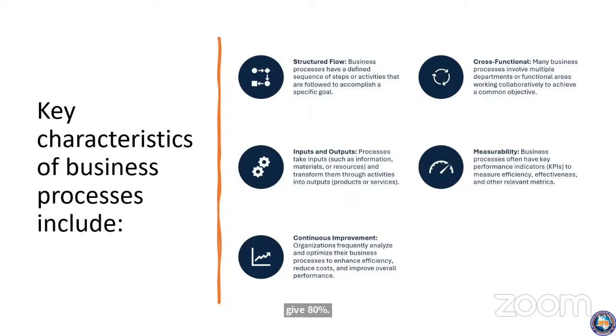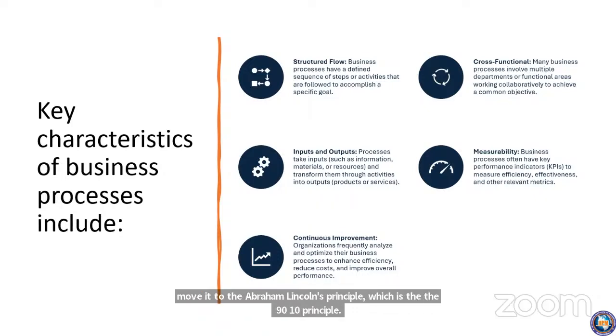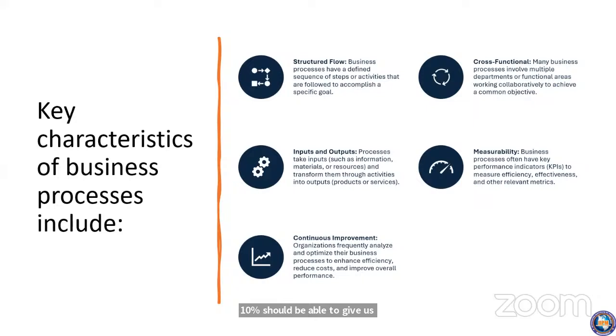That sounds crazy. Is it possible? But that's what organizations are looking out for. In fact, some organizations are so strict that they move to Abraham Lincoln's principle, which is the 90-10 principle. 10% of input should be able to produce 90% of the output. That's the Abraham Lincoln principle.